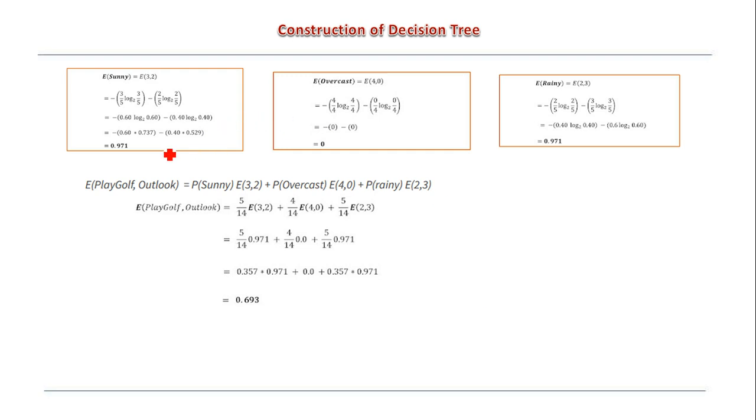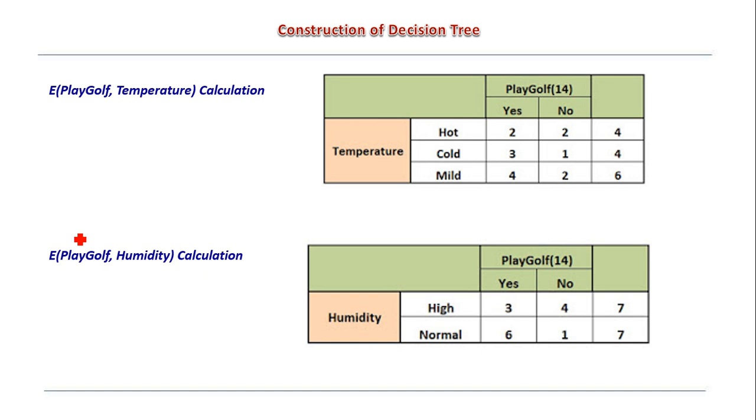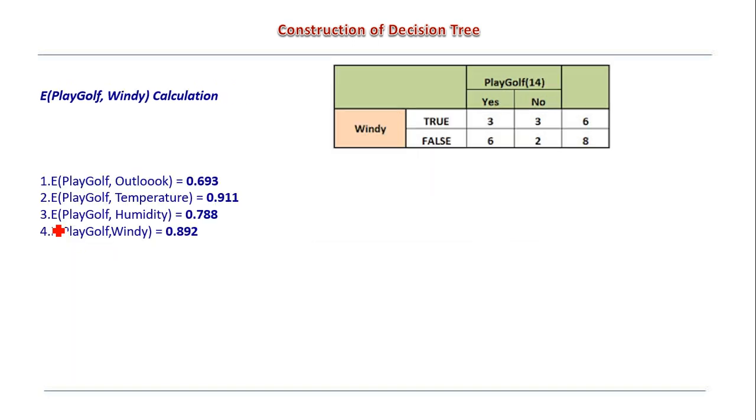So this is a frequency table. For each one we need to calculate the entropy; entropy of this, I am getting this. Entropy of overcast is 0, entropy of rainy is this. So the total entropy for play golf and outlook is 0.69. Same thing we need to calculate for the temperature and the humidity also. So I calculated. Finally, same thing we need to repeat here: play golf outlook, temperature, humidity, windy. So these are the entropy values.